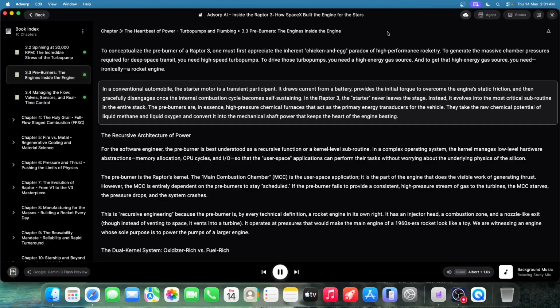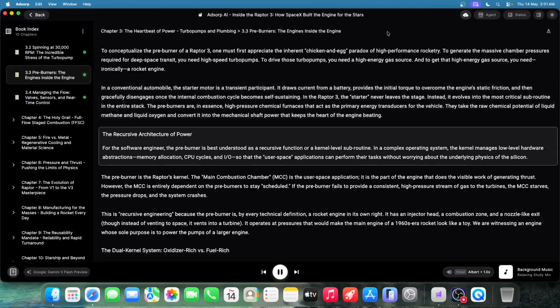The preburners are, in essence, high-pressure chemical furnaces that act as the primary energy transducers for the vehicle. They take the raw chemical potential of liquid methane and liquid oxygen and convert it into the mechanical shaft power that keeps the heart of the engine beating. In the recursive architecture of power, for the software engineer, the preburner is best understood as a recursive function or a kernel-level subroutine. In a complex operating system, the kernel manages low-level hardware abstractions, memory allocation, CPU cycles, and I/O so that the user space applications can perform their tasks without worrying about the underlying physics of the silicon.